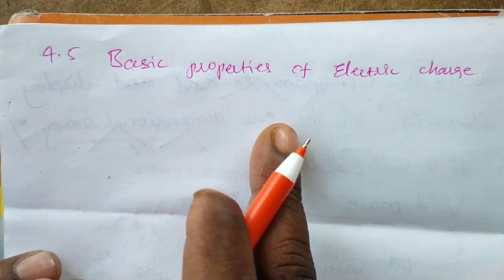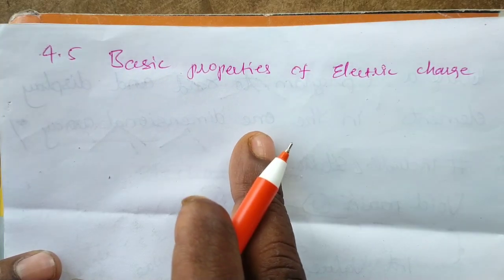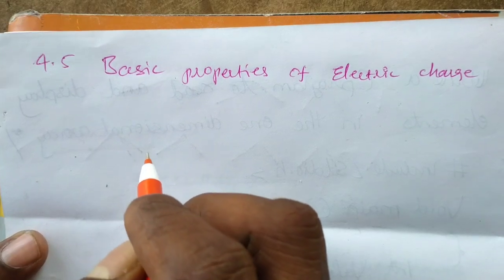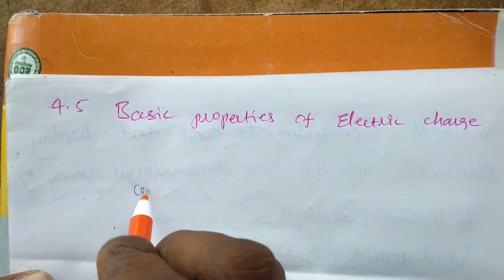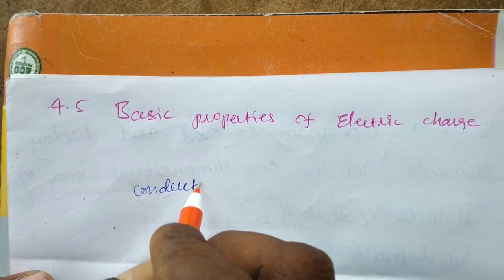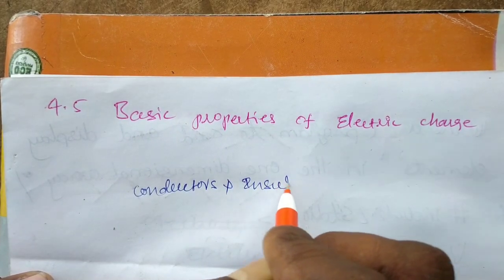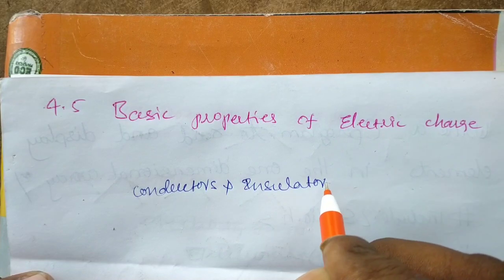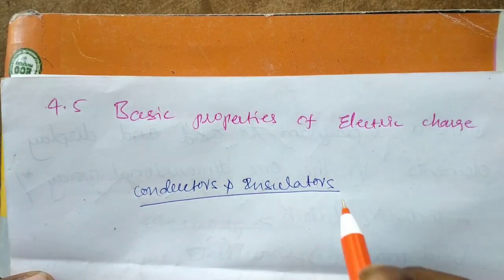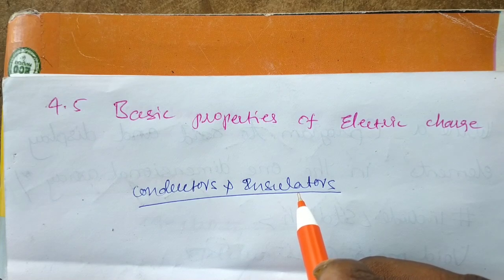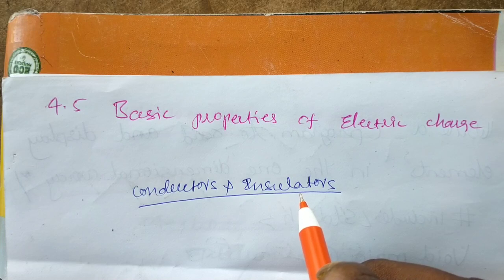Today we discuss the basic properties of electric charge. In the previous class we discussed conductors and insulators. What is a conductor? What is an insulator?